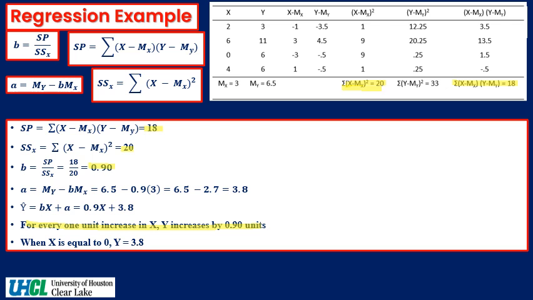So how do we calculate a? We use the formula right here: a equals m sub y minus b times m sub x. So I'm going to take m sub y, put it down there. I'm going to take b, which was the 0.9, and my m sub x, which was 3, and I'm going to multiply that out, and I'm going to get a equals 3.8. Then all you have to do is plug it into your formula right there. So if I set x to 0, my y would be 3.8.